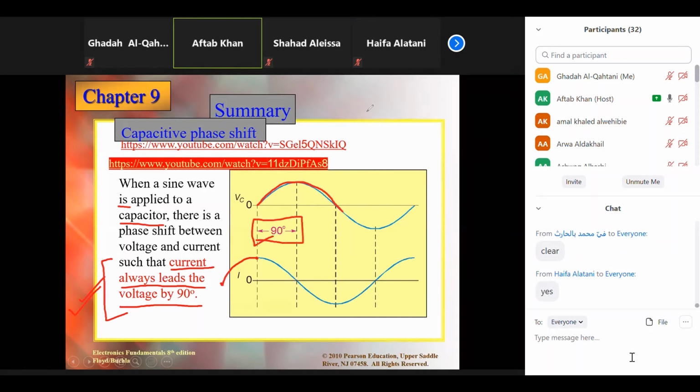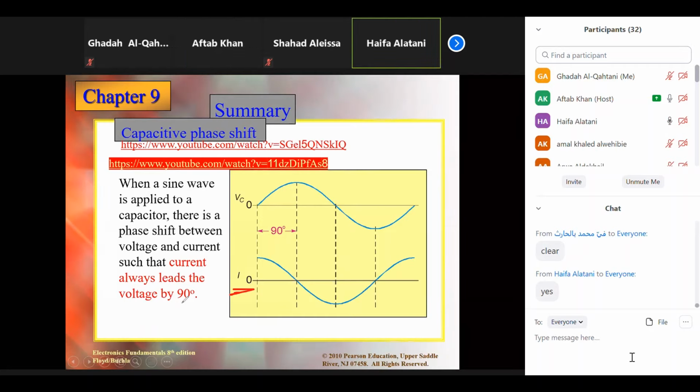Sometimes, just to confuse you or check your knowledge, can I say current always leads the voltage by 90? Can I say voltage lags? Yes, you can. Voltage lags current by 90. Clear? So we can say it the opposite way also. Voltage lags the current by 90. It's just to confuse sometimes.